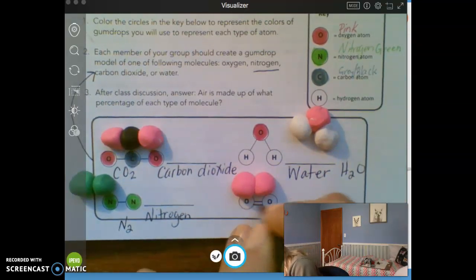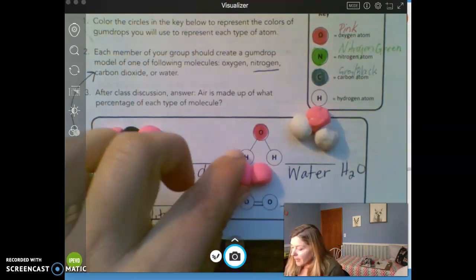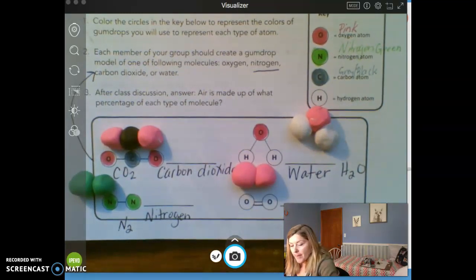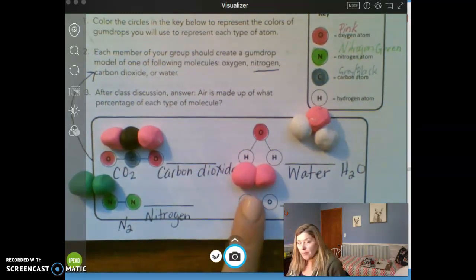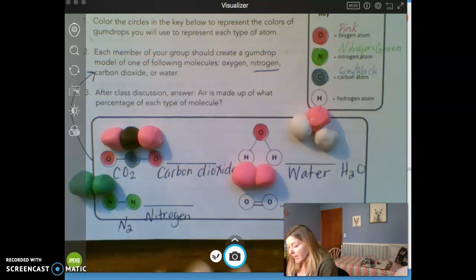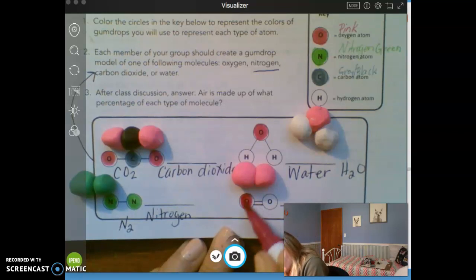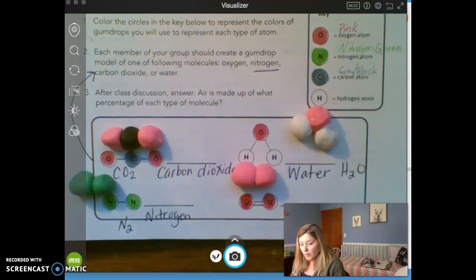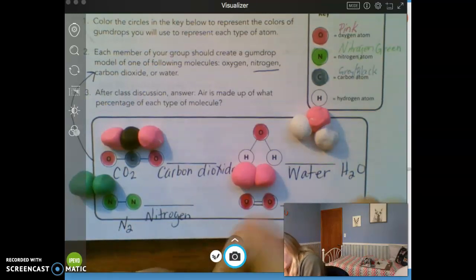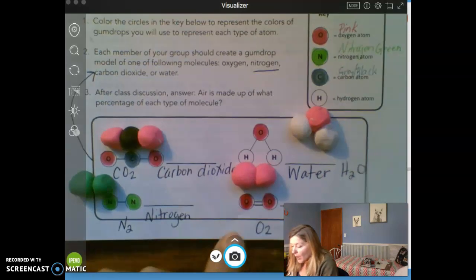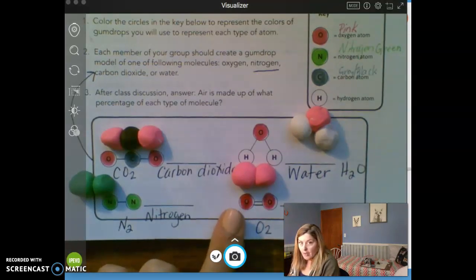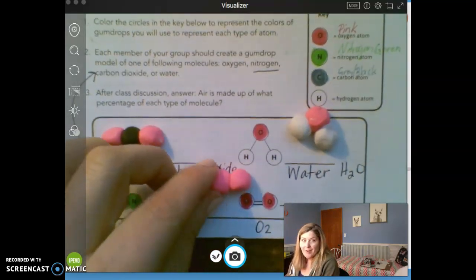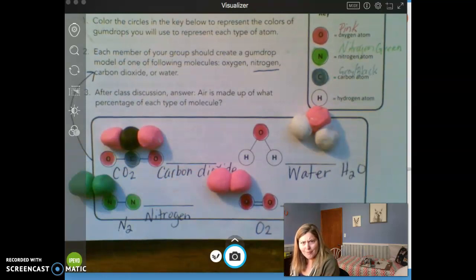Again, this is more information than you really need to know in 6th grade, but you'll need to know it eventually. So as much as you hear it repeated, the better. Now that my three-dimensional model of oxygen is made, I'm going to color in my two-dimensional model, and we're going to call that O2. This is one molecule of oxygen. Both of these atoms are also called oxygen.